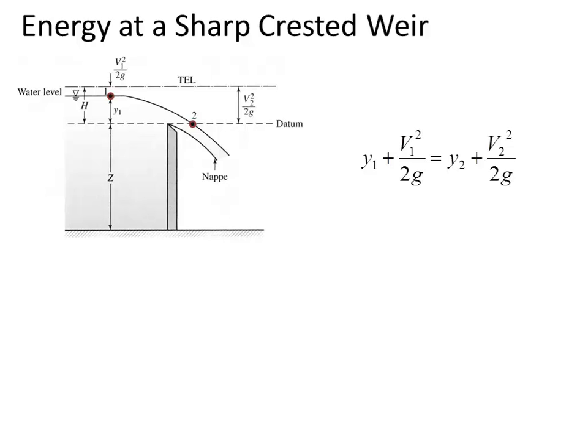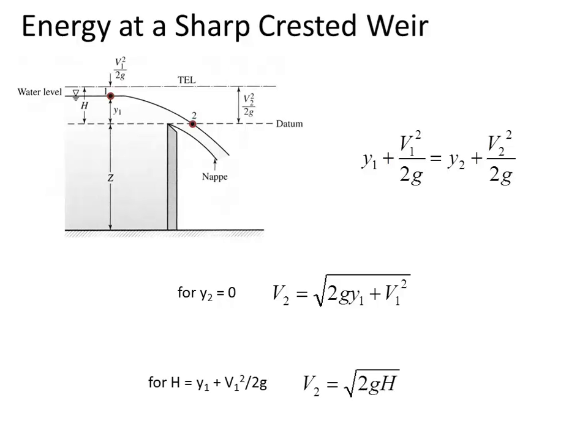And then consider the same thing at 2, but you happen to choose 2 so that it's coincident with the elevation of the sharp-crested weir. That means that there's only going to be elevation head at 2. And when you pick an elevation at 2 equal to the sharp crest itself, you can find the velocity of the water at 2 as a function of the depth at 1 and the velocity at 1. So making some rearrangements of specific energy, you find that the velocity at 2 is the square root of 2gh, where h is the total specific energy.